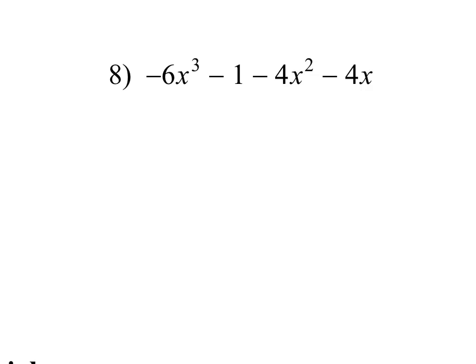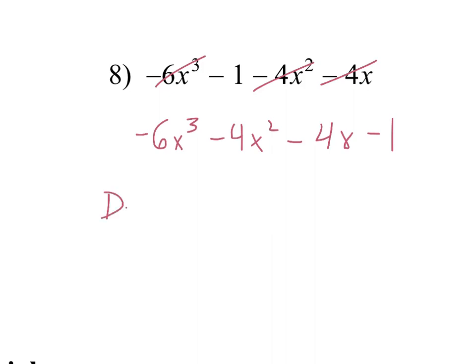What term comes first here in standard form? Negative 6x to the 3rd. What comes next? Negative 4x to the 2nd. And next one? Negative 4x. And what's the last one? Negative 1. So what's our highest degree? 3.